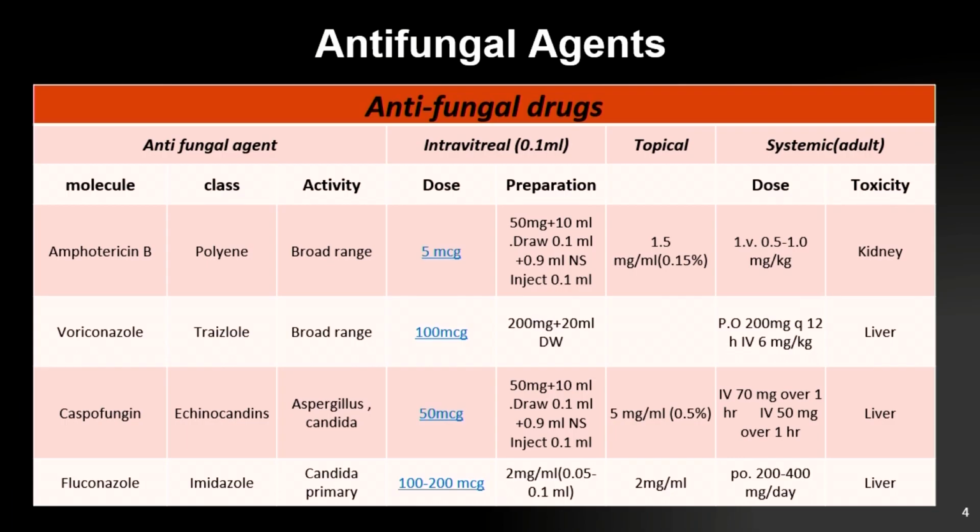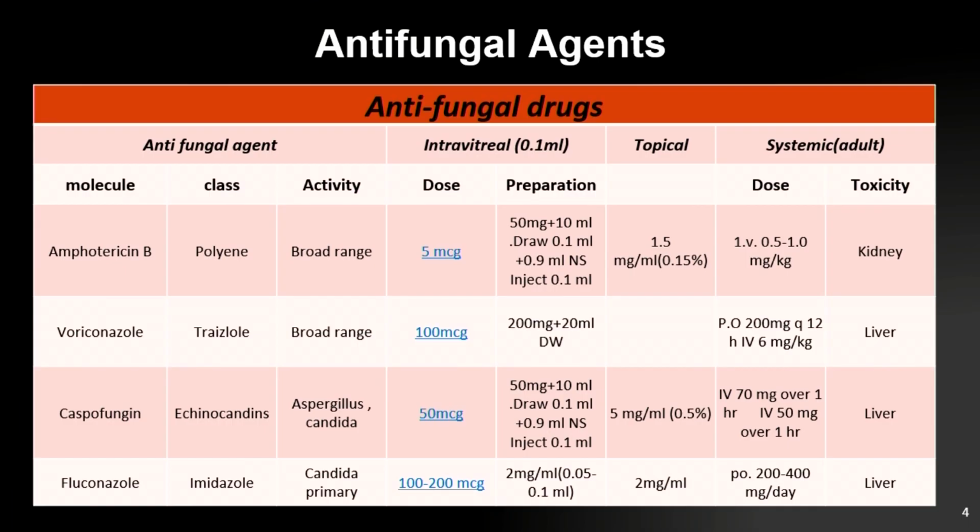The common antifungal agents can be divided into polyenes like amphotericin B and natamycin, the triazoles such as voriconazole and fluconazole, and the echinocandins such as caspofungin. The use of these drugs depends on the sensitivity of the fungus grown in the culture. The intravitreal dose is again in 0.1 milliliter: 5 microgram for amphotericin B, 100 microgram for voriconazole, and 50 microgram for caspofungin. Topically they should be given simultaneously with the intravitreal doses, and systemic doses should also be started in case of antifungals, in contrast to the antibiotic agents.